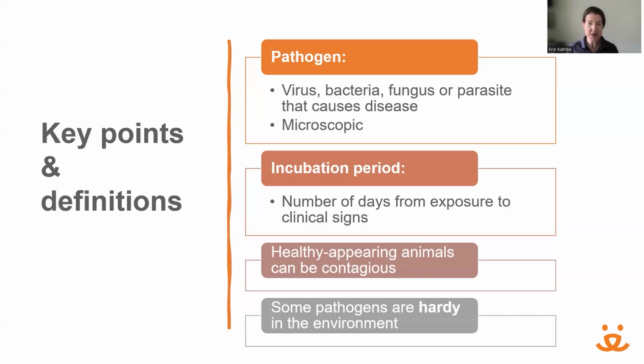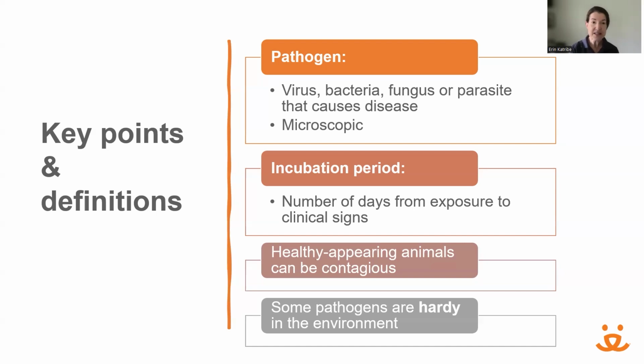First, let's quickly cover some key points and some definitions to make sure that we're all speaking the same language. So first, you'll hear me use the word pathogen. Pathogen is just an umbrella term for any virus, bacteria, fungus, or parasite, any of these things that cause disease. A key point is that the vast majority of these are microscopic. That means we cannot see them with our naked eye. If I have been, unbeknownst to me, contaminated with parvovirus, I've touched a puppy that's shedding parvo, if I look at my hand, I cannot see that parvovirus on my hand, as an example.